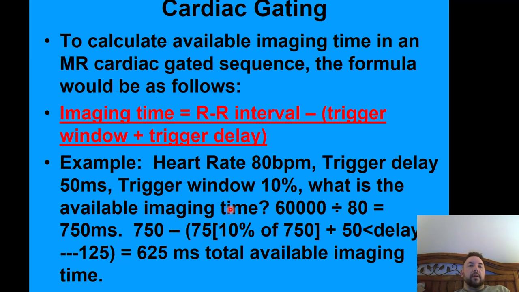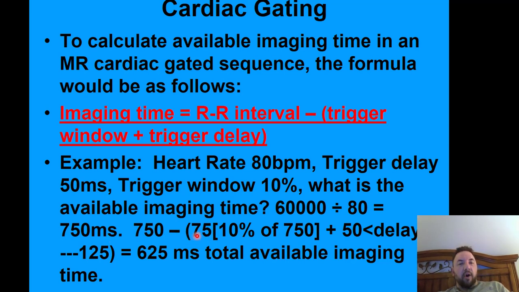And let's look at how that affects our imaging. So we're going to take that imaging time as the RR interval, and we're going to subtract from that R to R interval our trigger window and our trigger delay. So if we have a heart rate of 80, trigger delay of 50, trigger window of 10%, what is our available imaging time? So it'd be 60,000 divided by 80 equals 750 milliseconds.